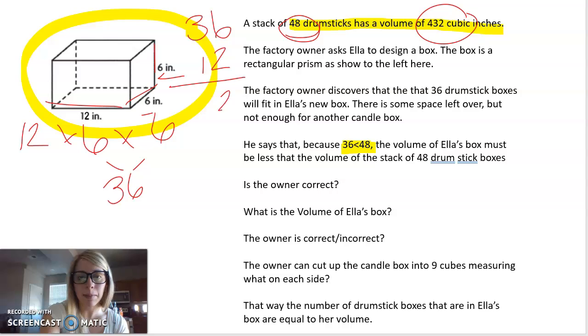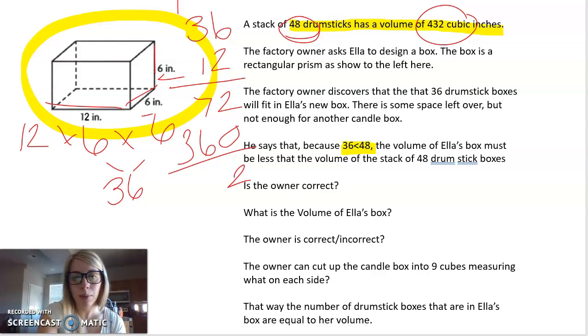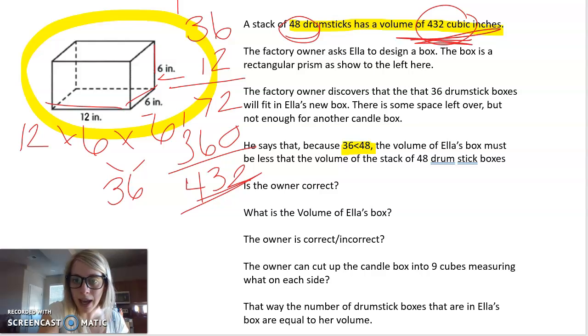Okay. 6 times 2 equals 12, carry your 1. 6 times 3 is 18, plus 1 gives me 19, placeholder 0. 6 times 1 is 6, 1 times 3 is 3. 2, 7 plus 6 is 13. Carry your 1, and that is 432. Perfect! So Ella created a box that has the same volume that 48 drumsticks have.